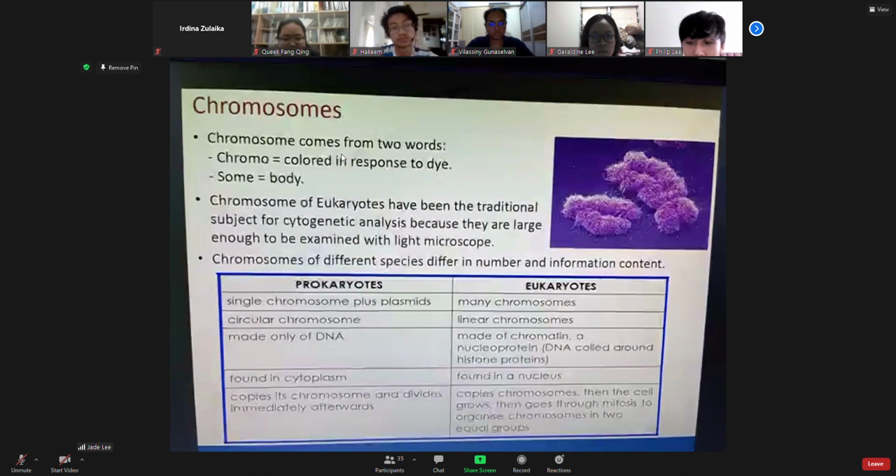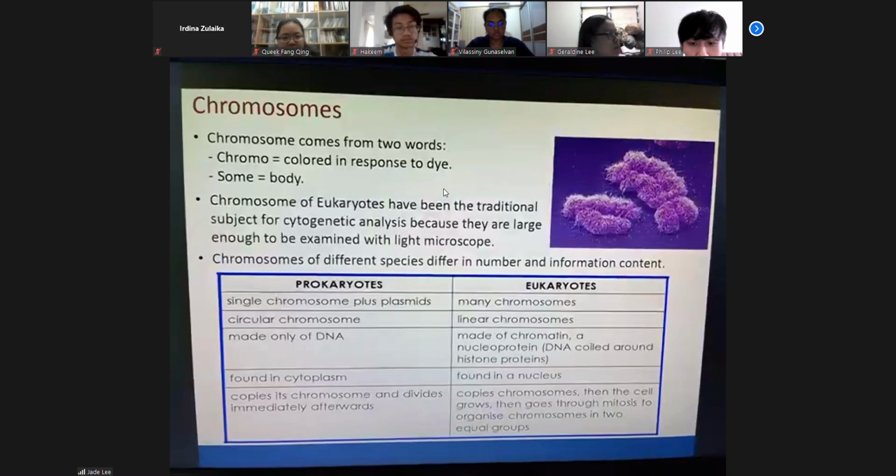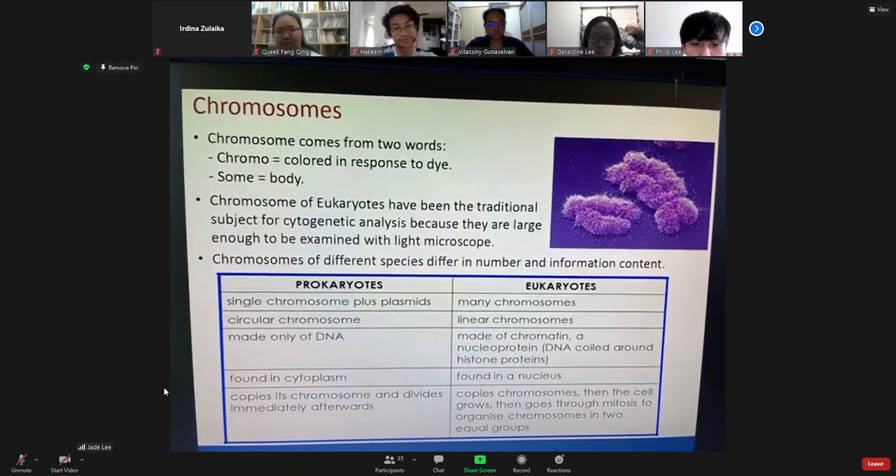Where do the words come from? Chromo is basically a color, in response to dye, and some is the body. So chromosomes in eukaryotes have been the traditional subject for cytogenetic analysis because they are large enough to be examined with a light microscope. This light microscope, actually kita boleh tengok lah, but this one is at electron microscope level.